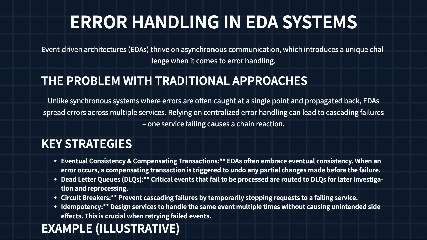Dead letter queues are really important too. They're used to capture events that couldn't be processed successfully and allow us to investigate what went wrong later on. Circuit breakers help prevent cascading failures by temporarily pausing requests to a problematic service. And finally, ensuring your services are idempotent, meaning they can handle the same event multiple times without causing problems, is really crucial for reliable retries.